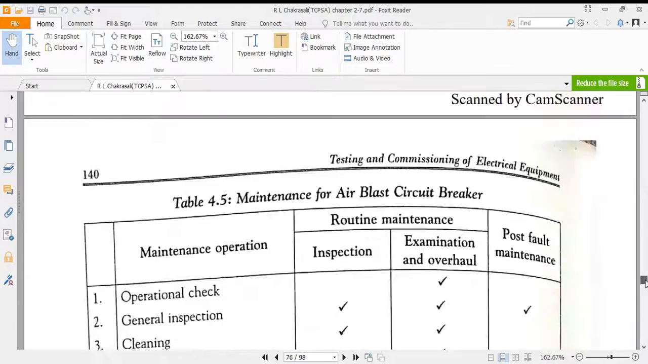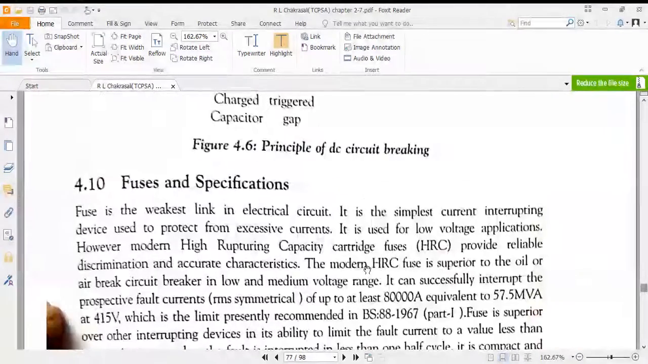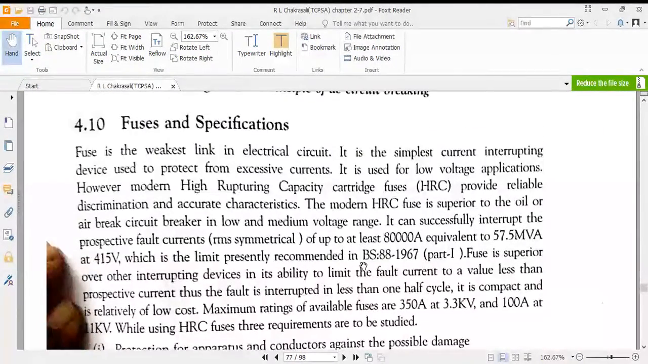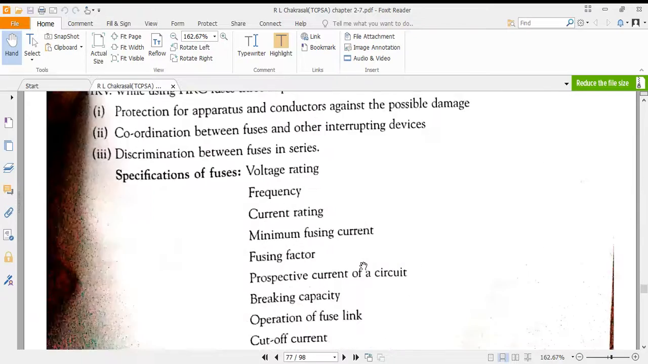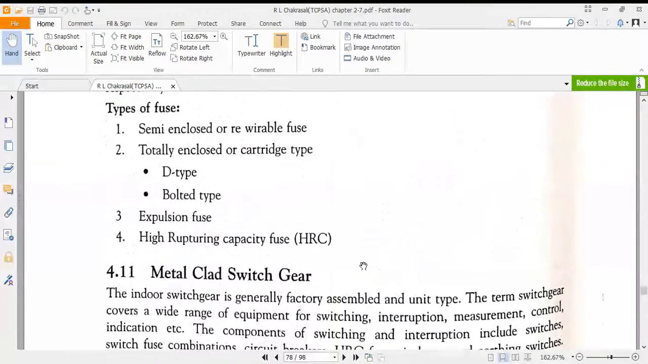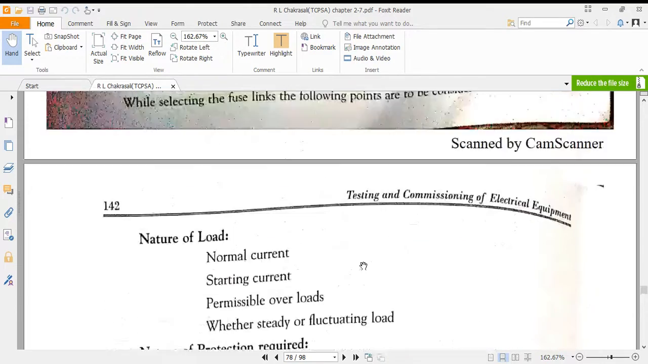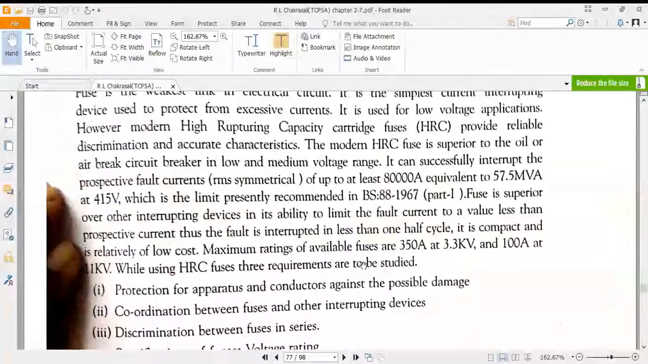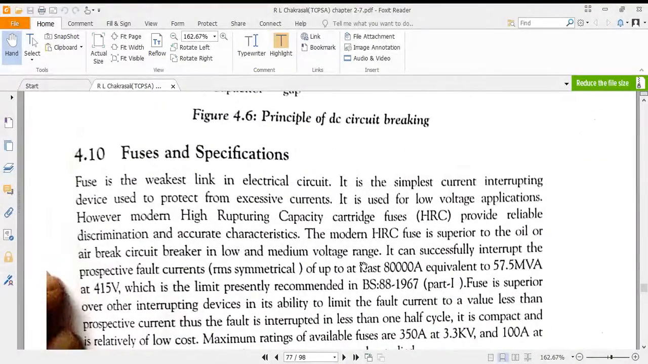Yeah, these are some of the fuse and metal clad switchgear. These two are very commonly seen protective devices. Let us see one by one. Fuse, I think, even in a low voltage circuit, LV circuit, we observe the fuse.